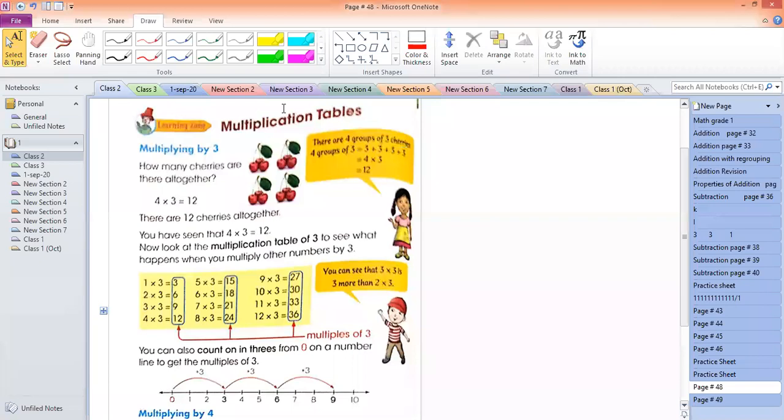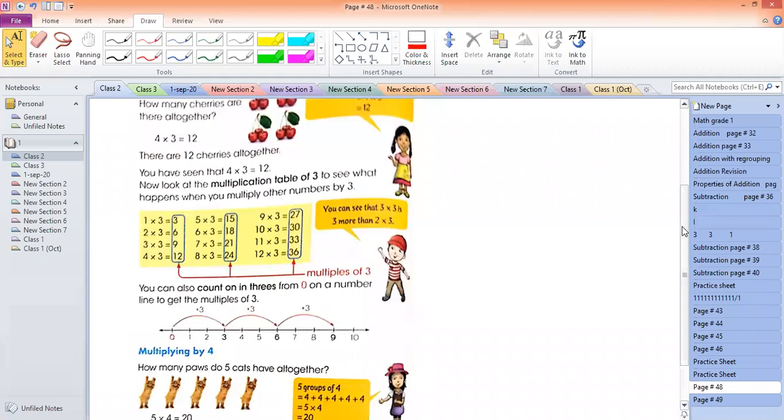Or you can multiply. How many groups are there? 1, 2, 3, 4. 4 groups are there. And how many cherries in one group? That is 3. So there are a total of 12 cherries altogether. We have seen that 4 multiplied by 3 equals 12. Now look at the multiplication table of 3 to see what happens when you multiply other numbers by 3.